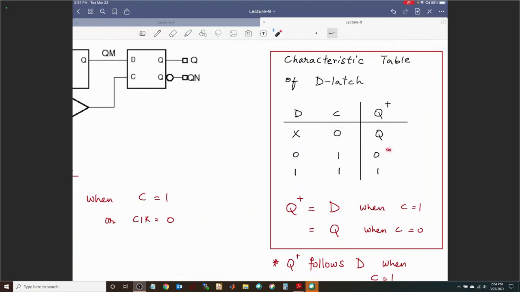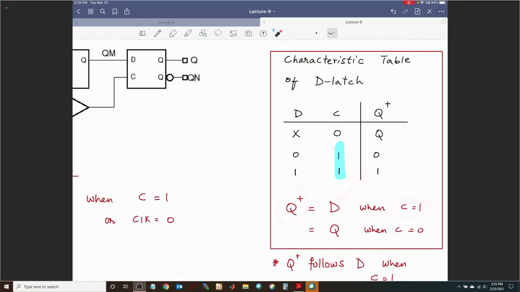And you can see that play out right here. When the clock is 1, let me highlight that with blue here. The clock is high. When that is the case, the D input, whatever you have here, will show up after the propagation delay of the D latch at the output. So Q plus will follow D input. But that only happens when C is 1, because it's level sensitive. So I can write these two statements here. Q plus, the next state of my D latch, will follow the input D, whatever you connect to the input D. But this happens when C is 1. So Q plus follows D when C is 1.